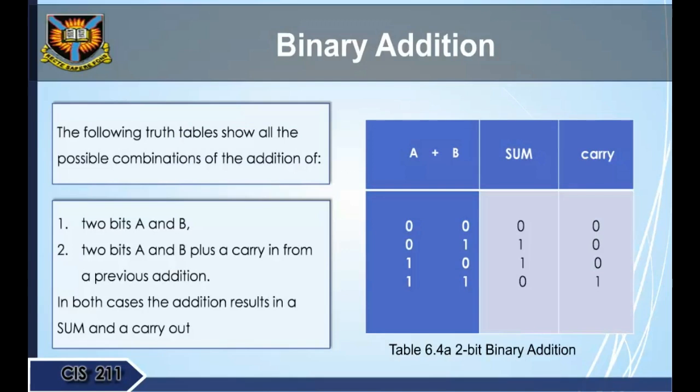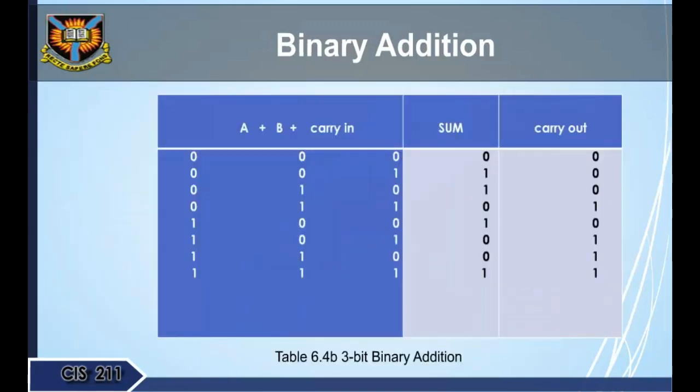The following truth tables show all the possible combinations of the addition of 1, 2 bits A and B, 2, 2 bits A and B plus a carry-in from a previous addition. In both cases, the addition results in a sum and a carry-out.